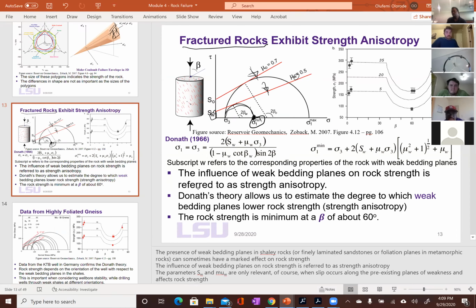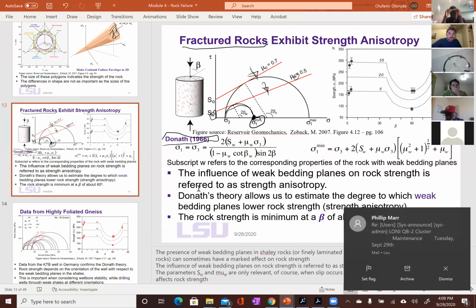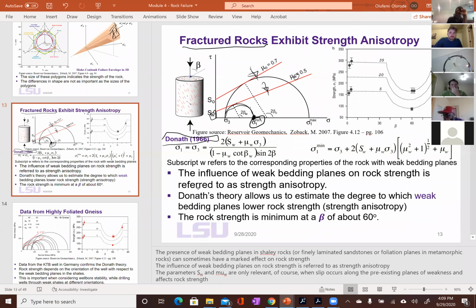And the question Donath's theory tries to answer is, what if you can create fractures at different angles, or if you have rocks with pre-existing fractures at different angles, which of the angles will give the least rock strength? I have rocks with these kinds of fractures. In some of them, the angle is 1 degree. In others, the angle is 2 degrees, 3 degrees, and I go all the way to 90. Which of the different angles will give the least rock strength? That's the question they try to address. And the theory shows it's 60.